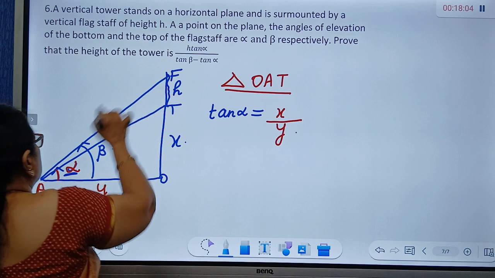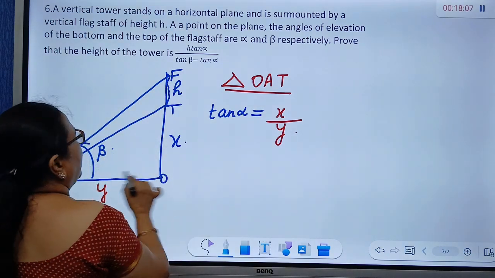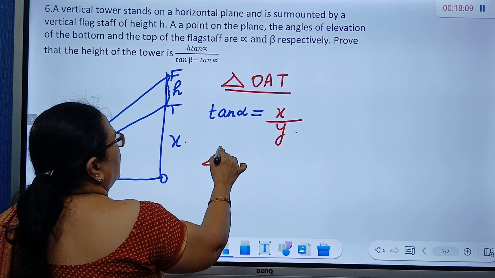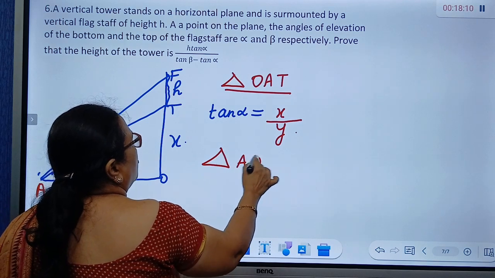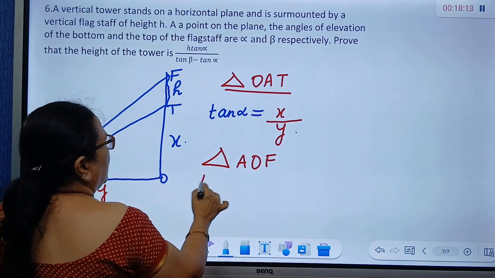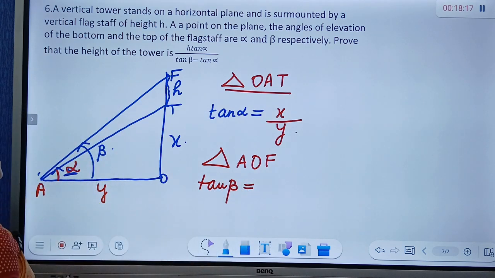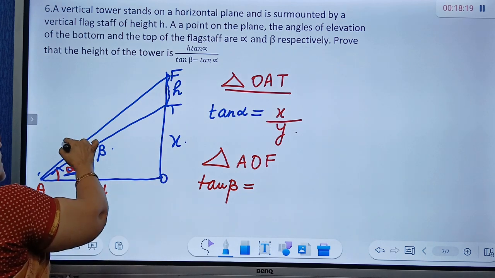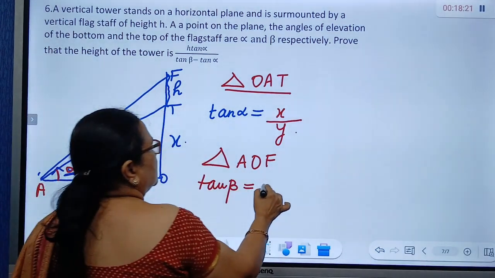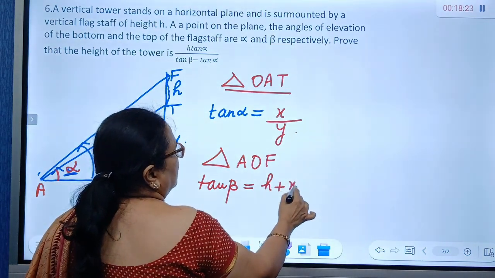Okay. So now let us look at the bigger triangle. What is that? Triangle AOF. So what angle should I consider? Tan beta. What is tan beta? That is the bigger angle. H plus X by Y.